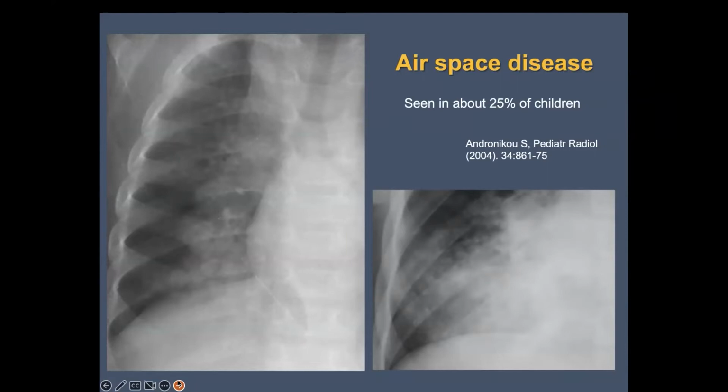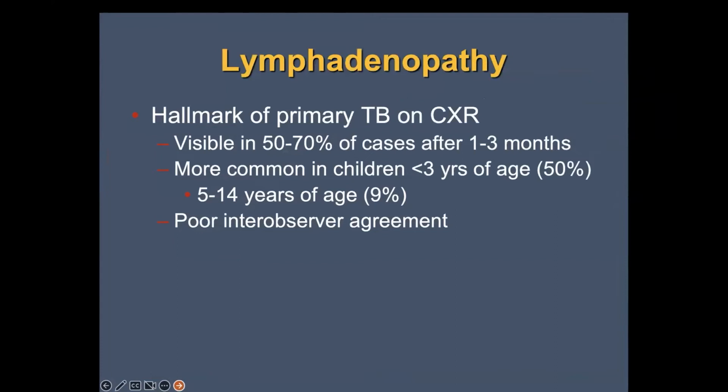So you may not have many clues just from its appearance as to the fact that it might be TB. And it also can extend up to the hilum and make the hilum difficult to see. And that's pretty important because really the hallmark of primary TB or of TB in children is going to be the detection of lymphadenopathy in the chest.